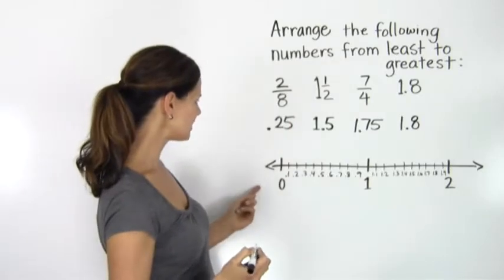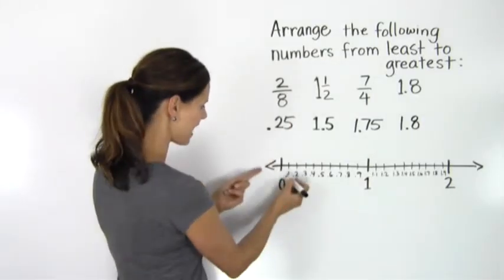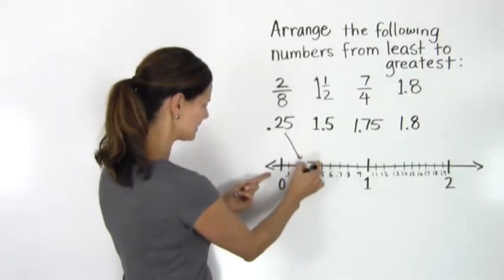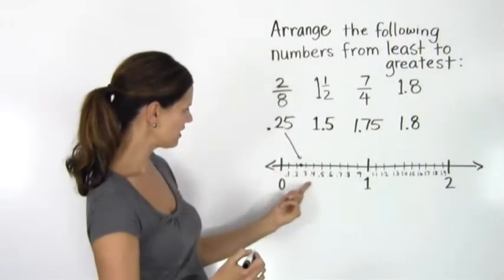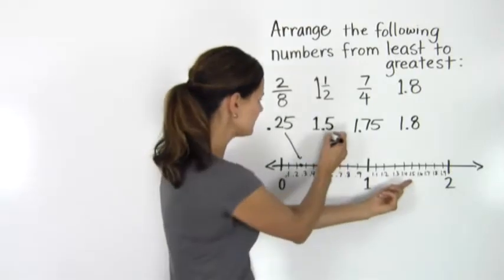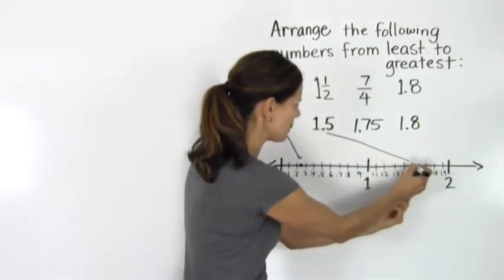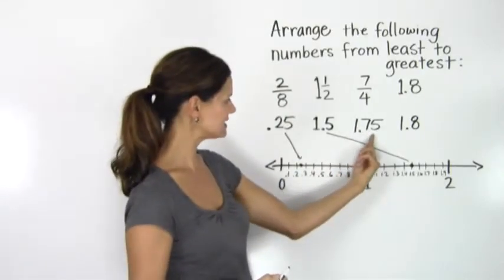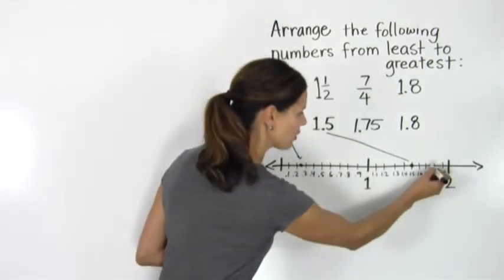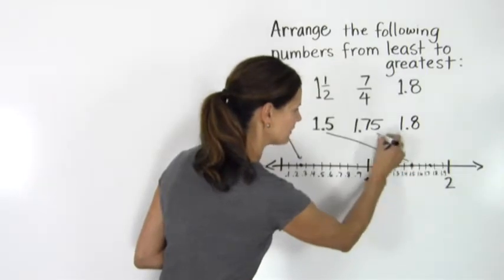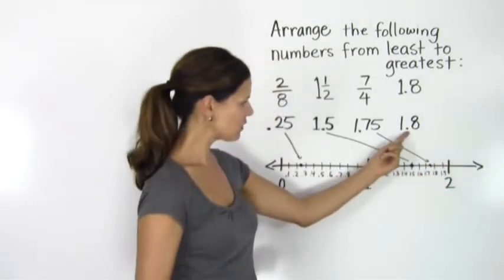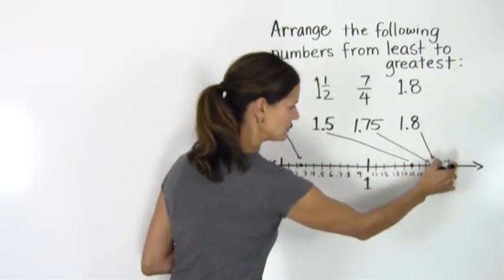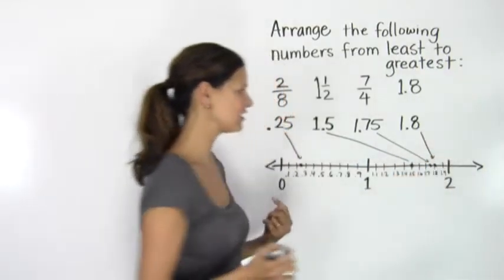So let's plot these on our number line. Our 0.25 is going to lie right here between 0.2 and 0.3. So 0.25 there. 1.5 is clear over here at the 1.5 mark. 1.75 is more to the right than 1.5. And 1.8 is even further to the right here, almost approaching 2. And right there on our number line.